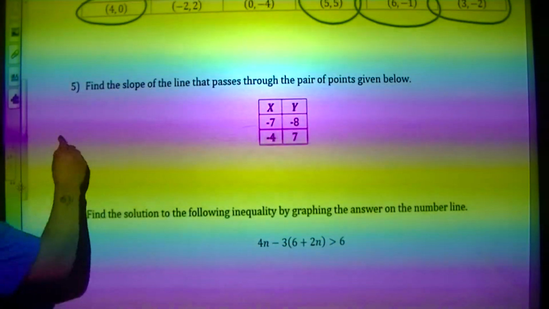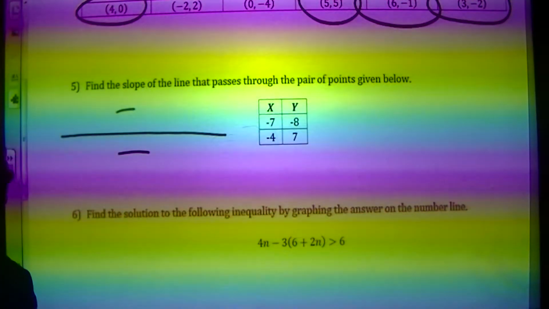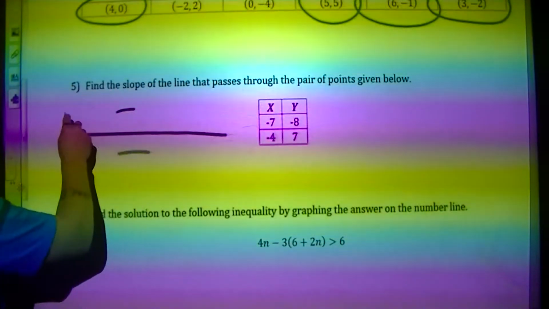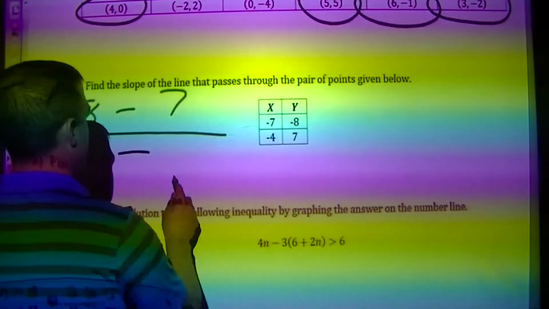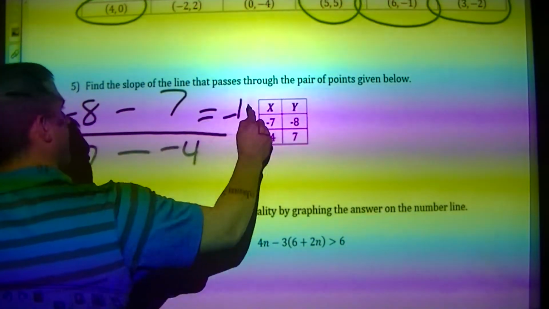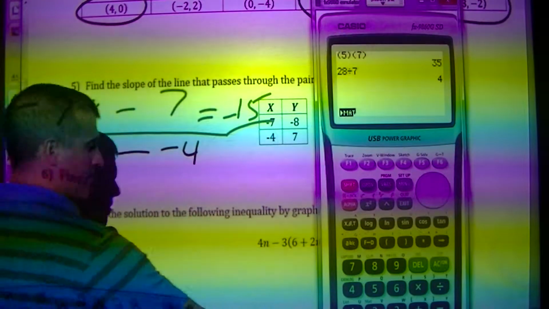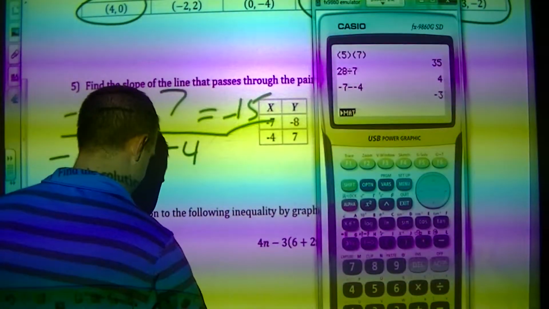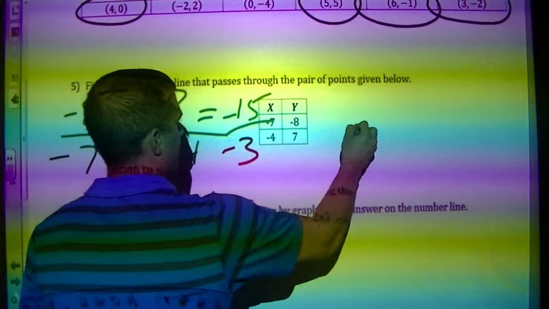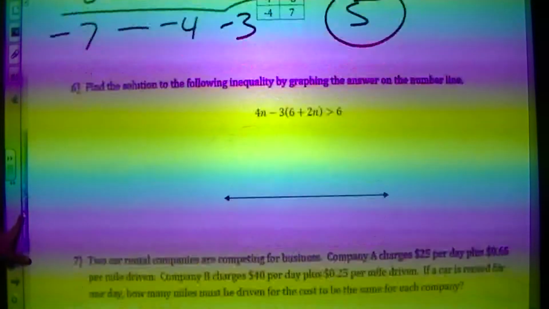Find the slope: minus a minus, turn the wheel. So that's -8 and -7. Turn the wheel, 7 and -4. That's going to be -15 over. Careful on the subtraction, that's -7 minus -4, which is -3. If I divide those in my calculator, I get 5 for an answer. Moving on to number 6.